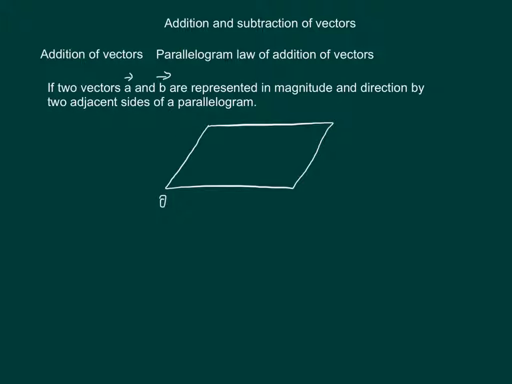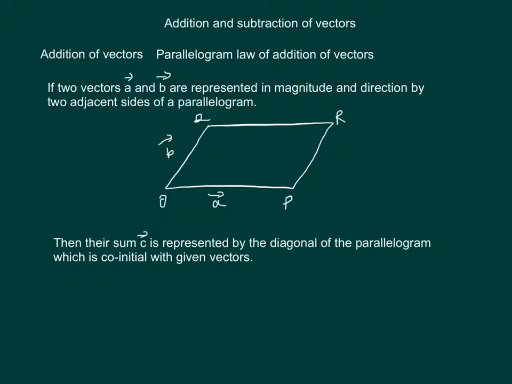So OPRQ is a parallelogram and OP is vector A, OQ is vector B. Then we say that their sum is represented by the diagonal of the parallelogram which is co-initial with the given vectors.